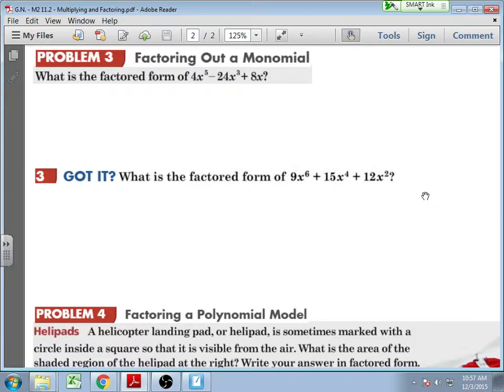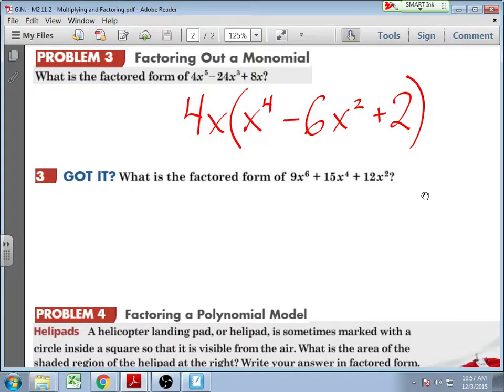Wyatt, what'd you find? GCF? 4x. GCF is 4x. Then I have x to the 4th minus 6x squared plus 2. Questions on how we did that?